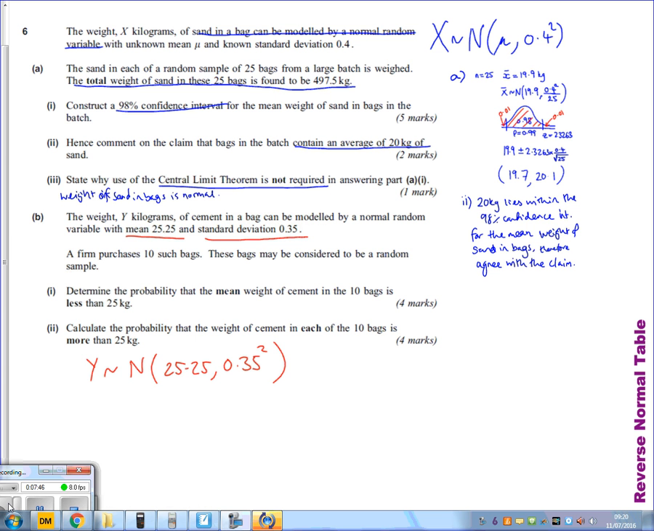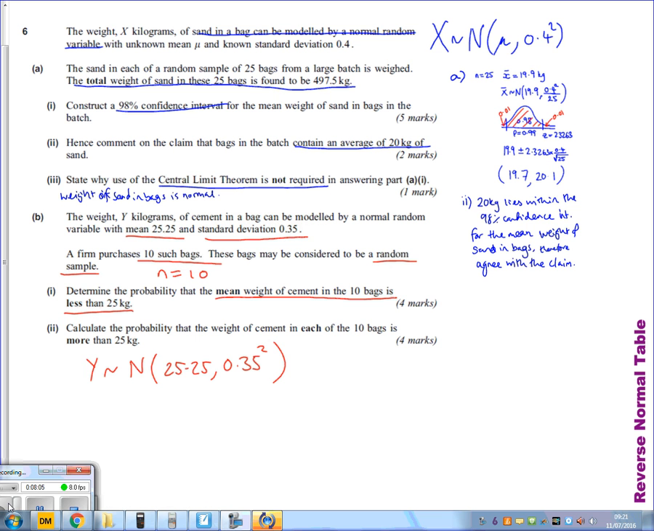The firm purchases 10 such bags, so n equals 10. These bags may be considered to be a random sample, so that's the only way we can do anything more. Determine the probability that the mean weight of cement in the 10 bags is less than 25 kilograms.